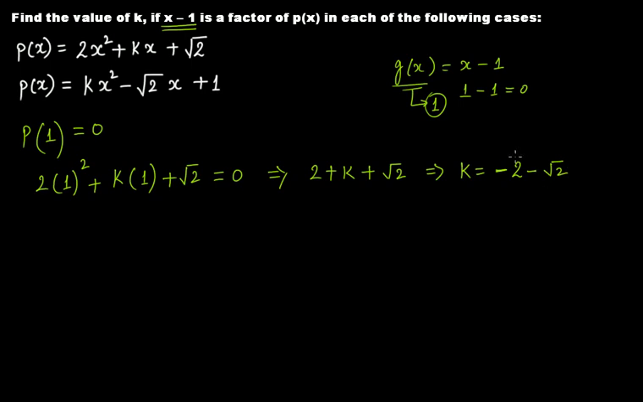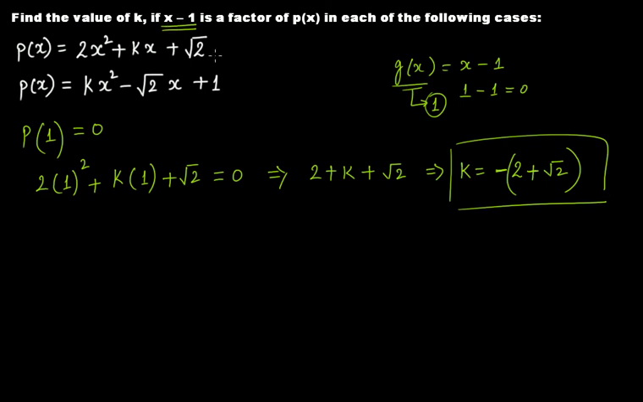Now if you want to take this negative sign outside, you can write this as minus within the bracket 2 plus square root 2. If you want to further simplify it, you can take the value of square root 2 and you can add this with 2, right? If you want.